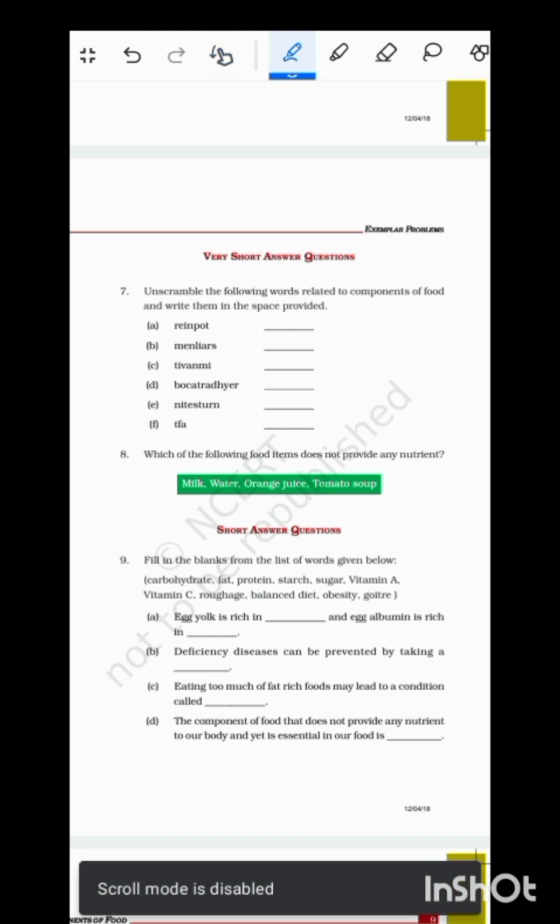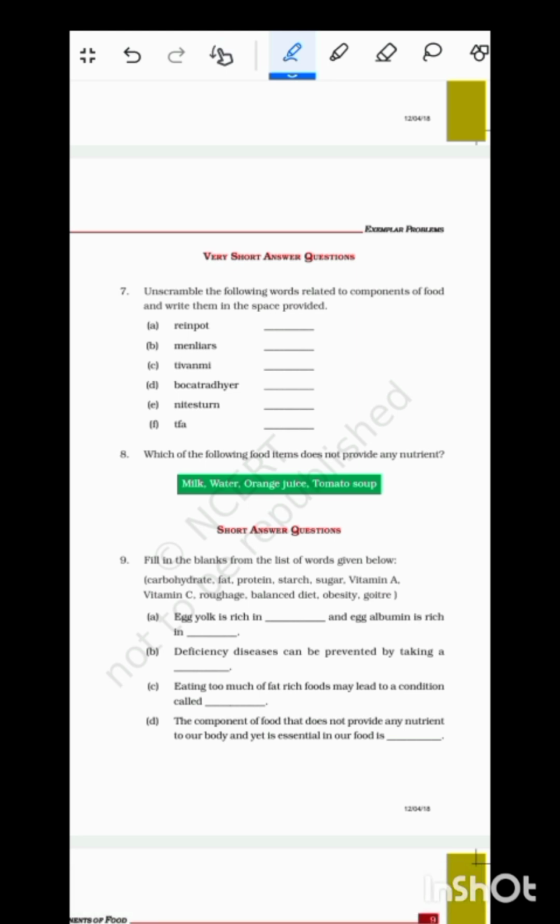Question number 7. The first one would be protein. The second one, minerals. The third one would be vitamin. The fourth one would be carbohydrate, the fifth one nutrients, and the sixth one, it's very easy, it's fat. Which of the following items does not provide any nutrients? Milk, water, orange juice or tomato soup.